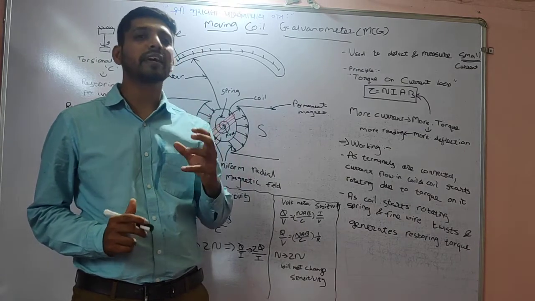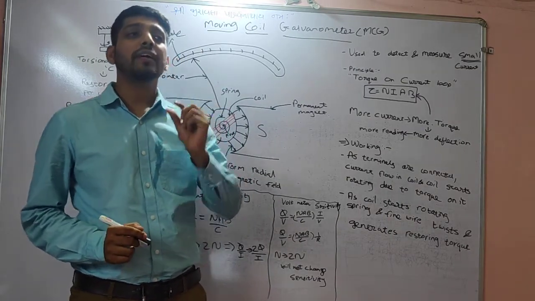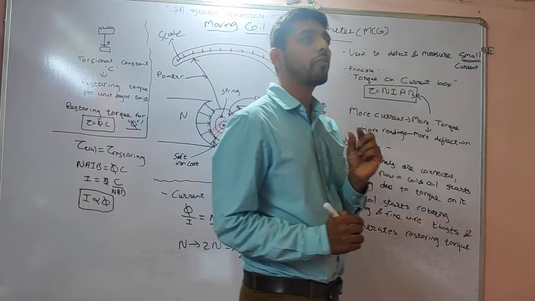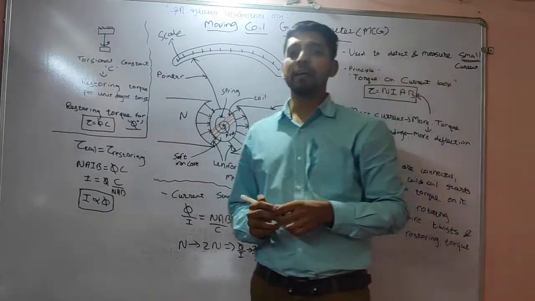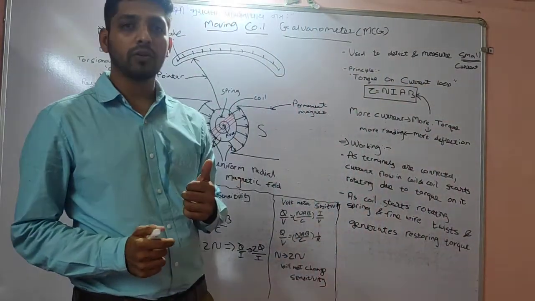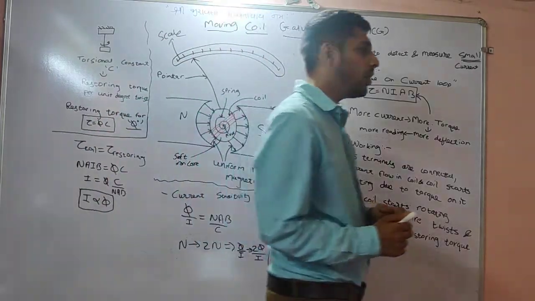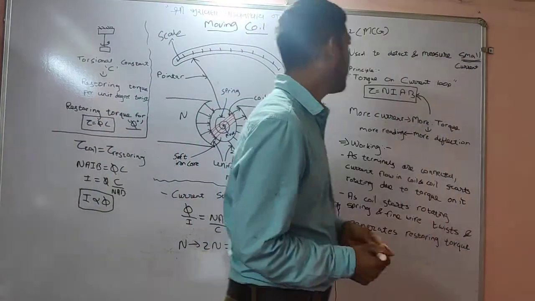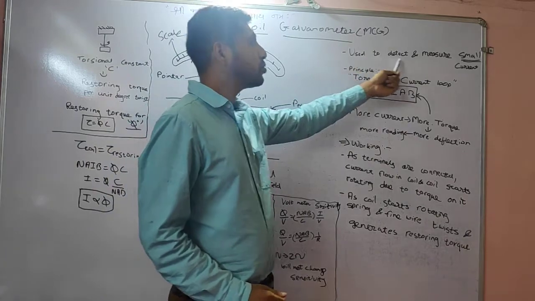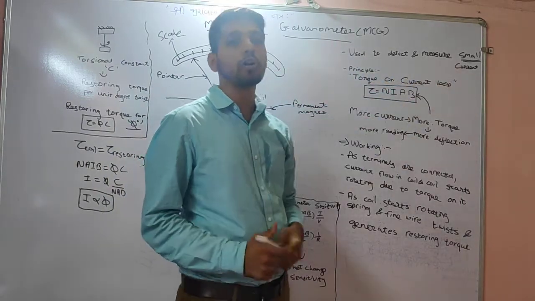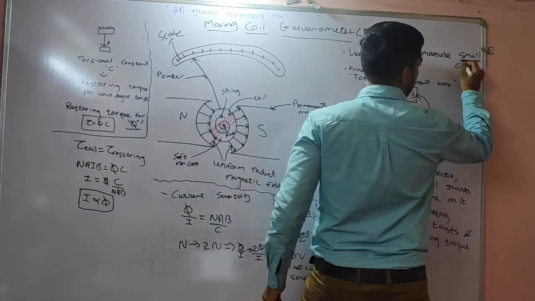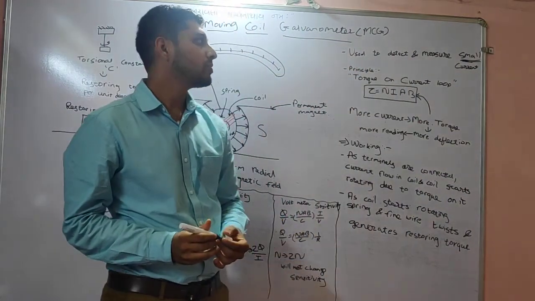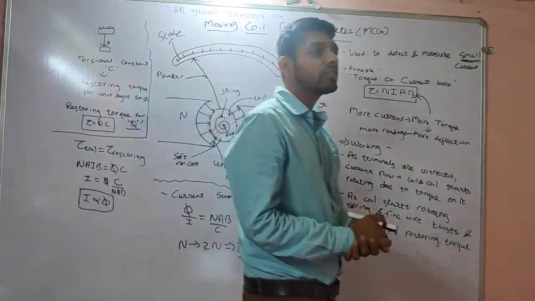It is used to detect or measure a small amount of current. It can detect or measure only a small amount of current, of the order of microampere, like 10 raised to minus 6 ampere, or milliampere. So here I have written the use. It is used to detect and measure only small current. I have underlined here that it can detect only very small current. Now we'll move towards the principle.